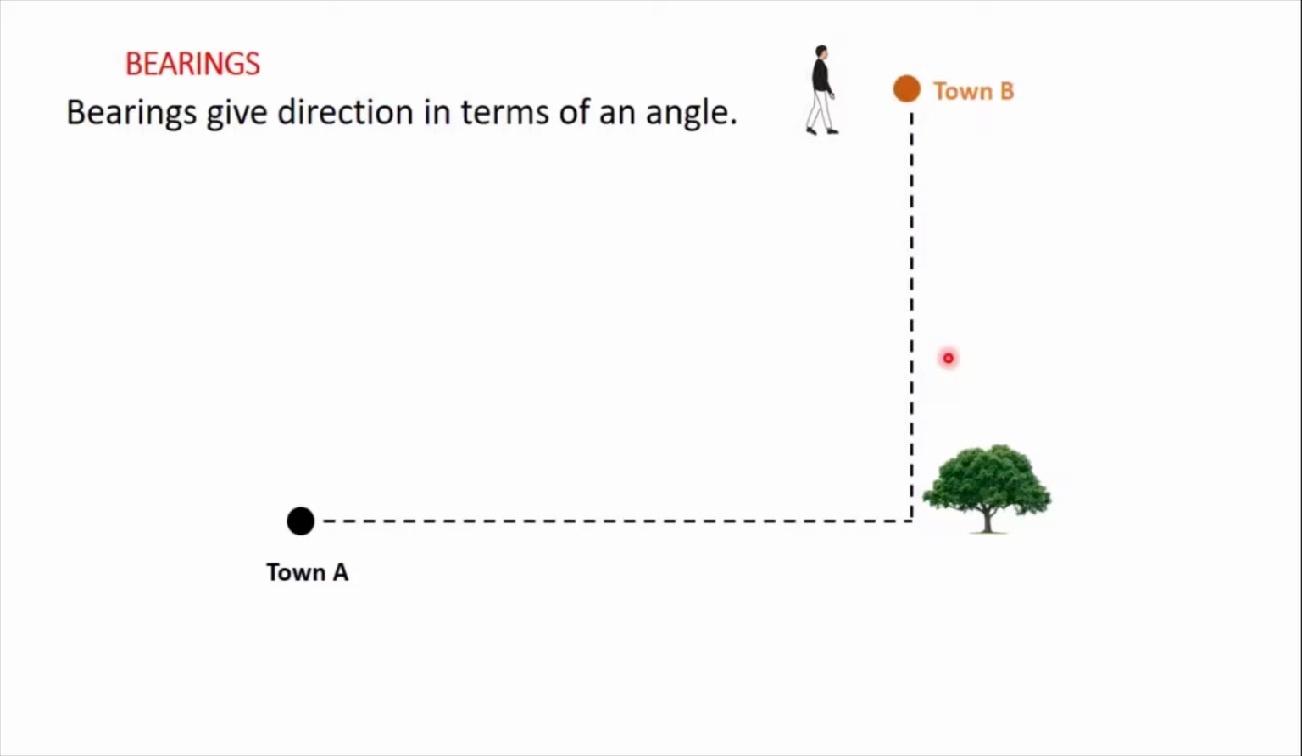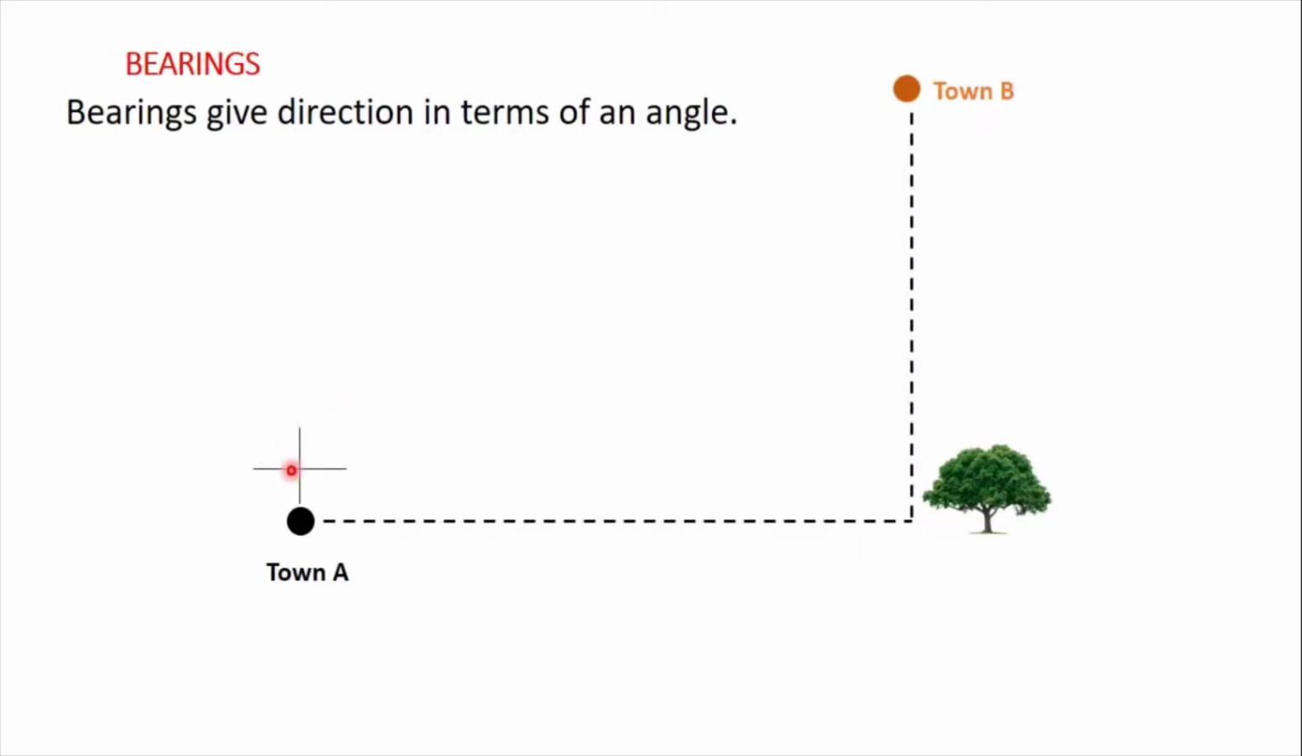These are the types of directions that we give to people in our everyday lives. Bearings also give direction. But for bearings, the direction they will give will be in terms of an angle. Now, this is what we are talking about. Let's say that we want to give Mr. Kofi direction from town A to town B using bearing. How do we do it?